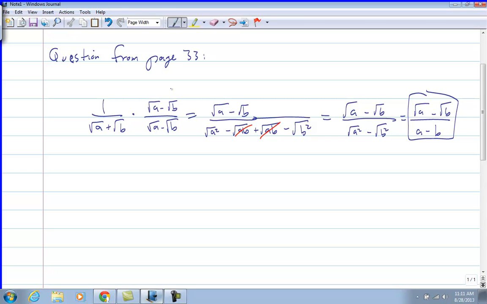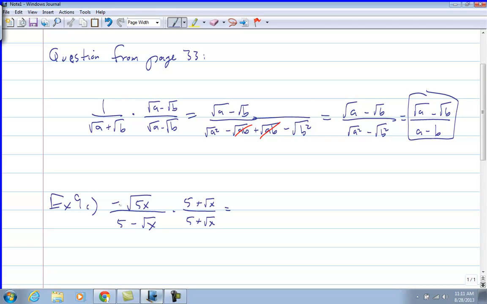Now, the question then came up, if you look at example 9, part C, they have negative square root of 5x over 5 minus the square root of x. And what do they do? They multiply by the conjugate of this denominator, which is going to be 5 plus the square root of x over 5 plus the square root of x.